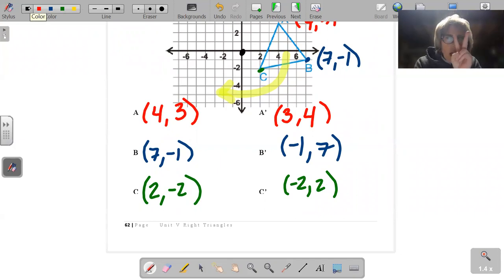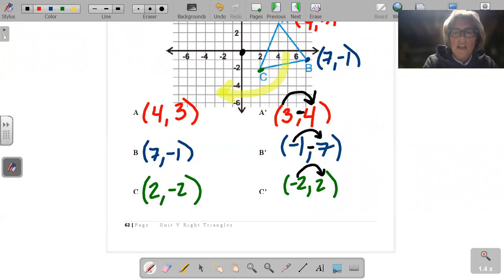Okay, so notice all I did was switch the orders for all 3. Now, you draw a clockwise arrow and flip that sign only. Clockwise arrow, flip that sign only. Clockwise arrow, flip that sign only. Now we're going to graph.